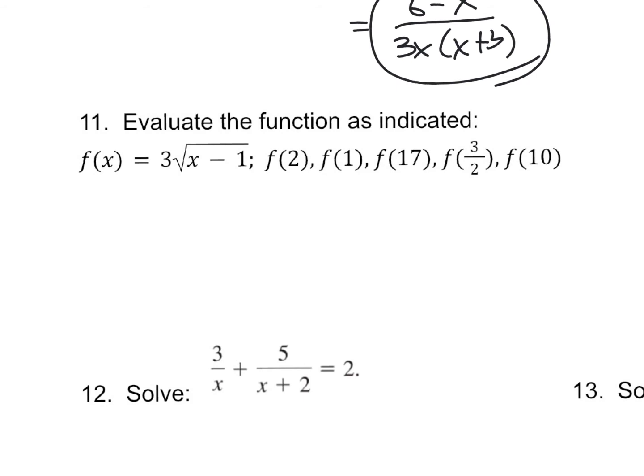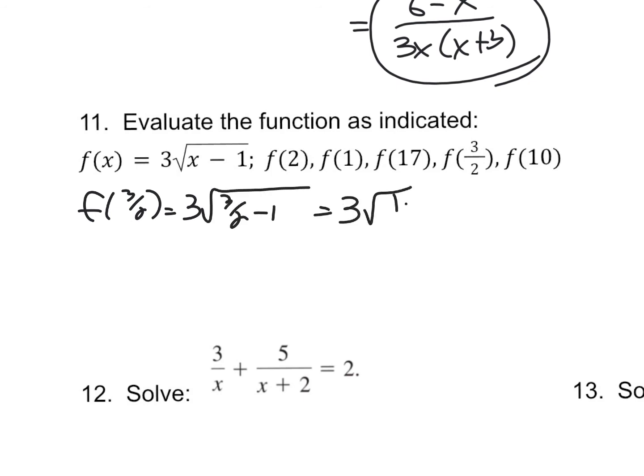Okay, f of 3 halves, sorry. If I do f of 3 halves, I'm getting 3 times the square root of 3 times 3 halves minus 1. 3 halves minus 1 is 1 half. So I get 3 times the square root of 1 half. Remember, that is really the square root of 1 over the square root of 2. The square root of 1, by the way, is 1.